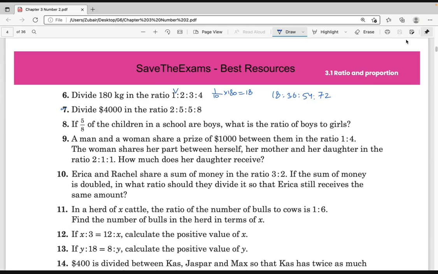So I'm getting 400, 1,000, 1,000, and 1,600. 4, 1,000, 1,000, 1,000, and 1,600. So I think it's 1,600.